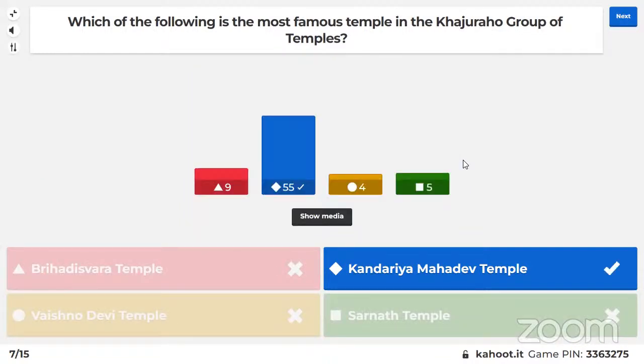So time's up. Well, I think this was the most answered question, I guess. So yes, the correct answer was Kandariya Mahadev Temple, and 55 among you have answered it correctly. I think this is going to be a little bit different. It was a bonus question. I guess there will be a clear difference in the scoreboard.